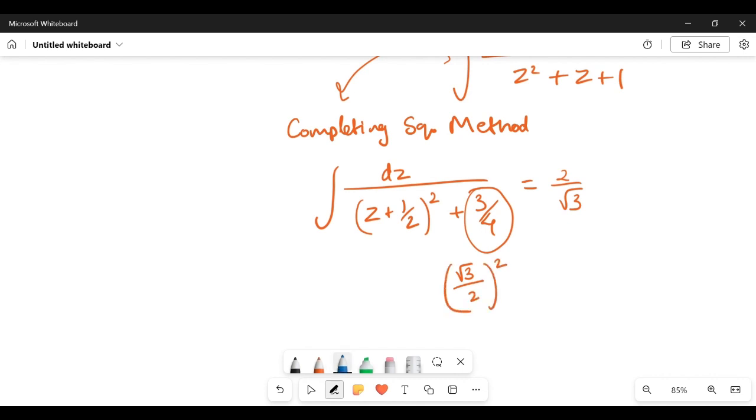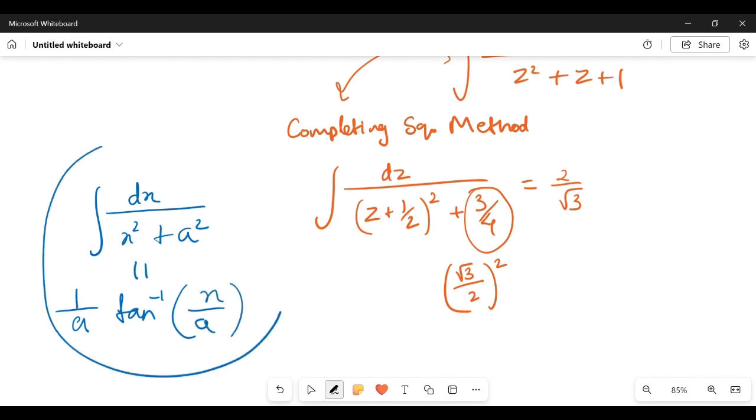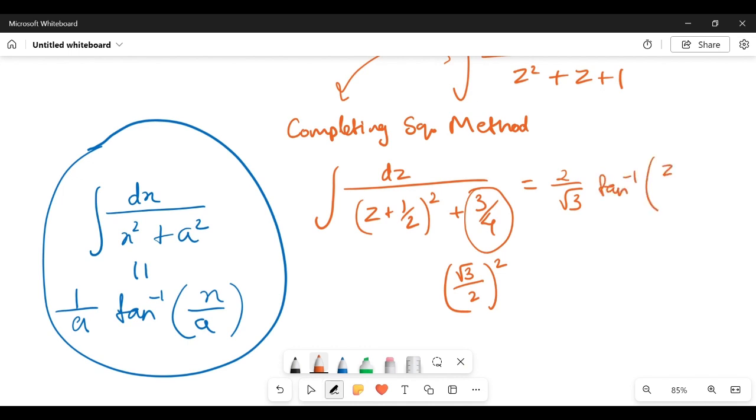And we know one thing, that integration dx by x square plus a square is equal to 1 by a tan inverse x by a. We know this thing. Great. So this will give us 2 by root 3 tan inverse z plus half by root 3 by 2.